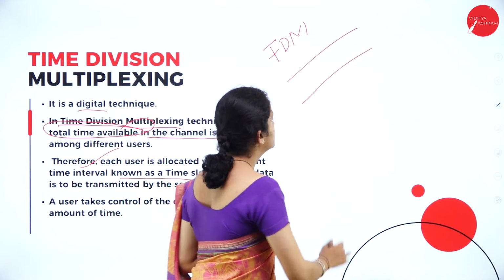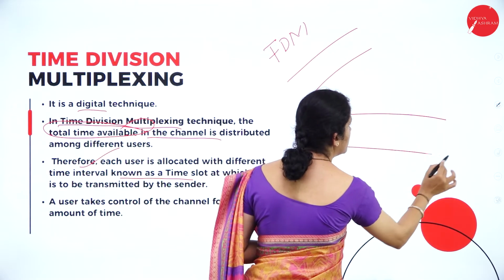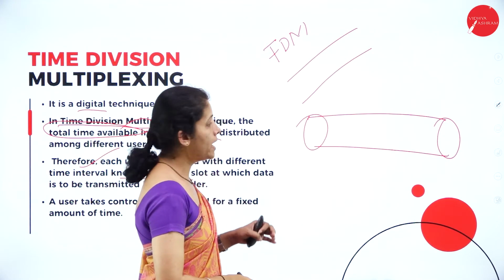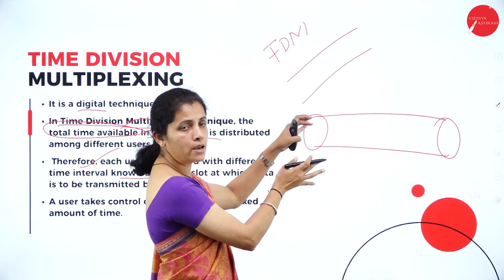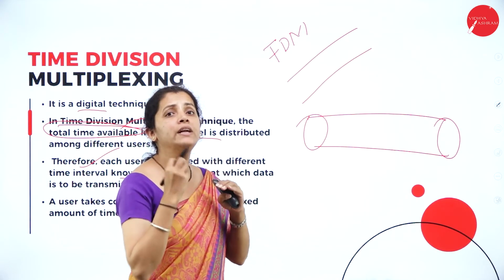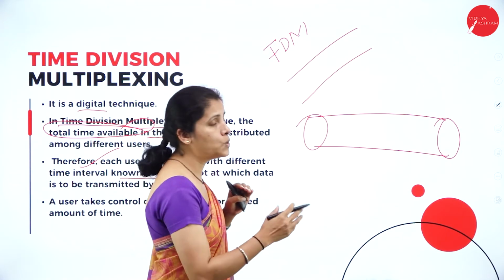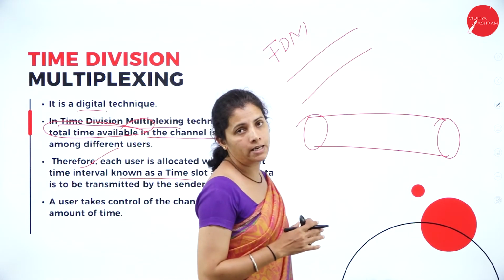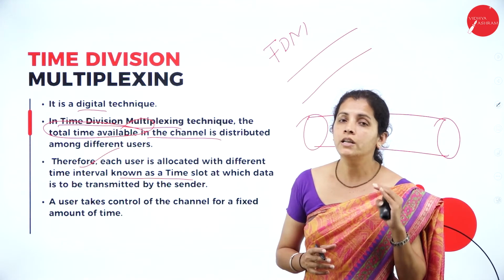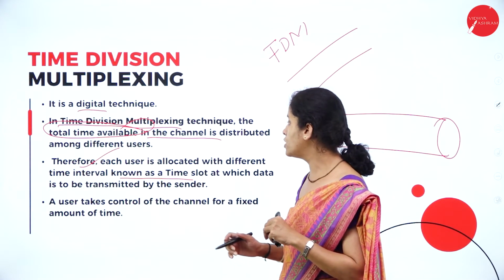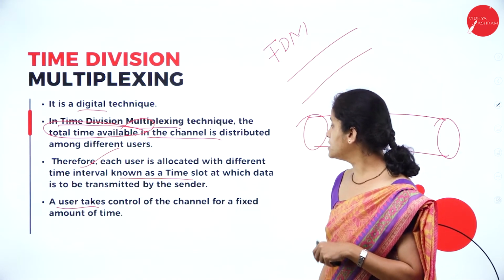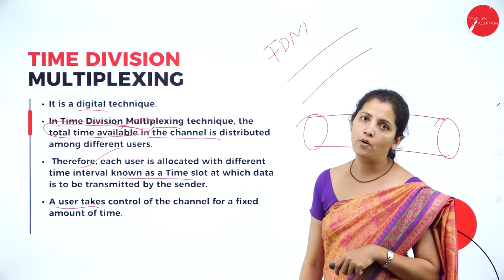See here, this is my channel. Okay, this is my communication channel. I'm going to have the same frequency, but for each user, I'm going to provide different time slot, and that is known as time division multiplexing. For each user, I'm going to give different time slot. A user takes control of the channel for a fixed amount of time.